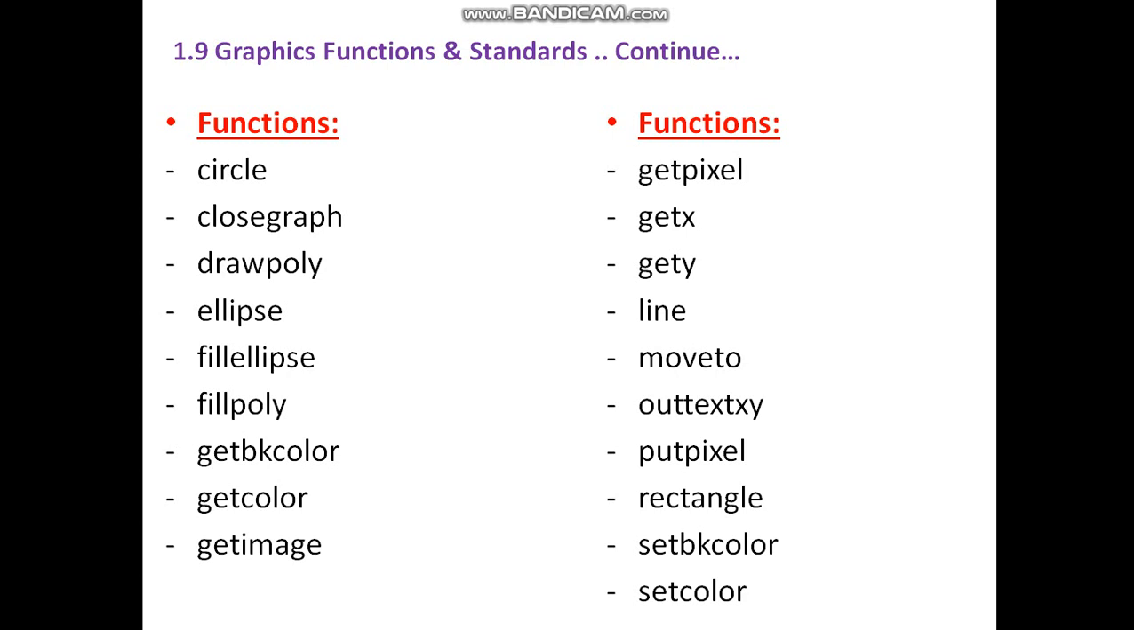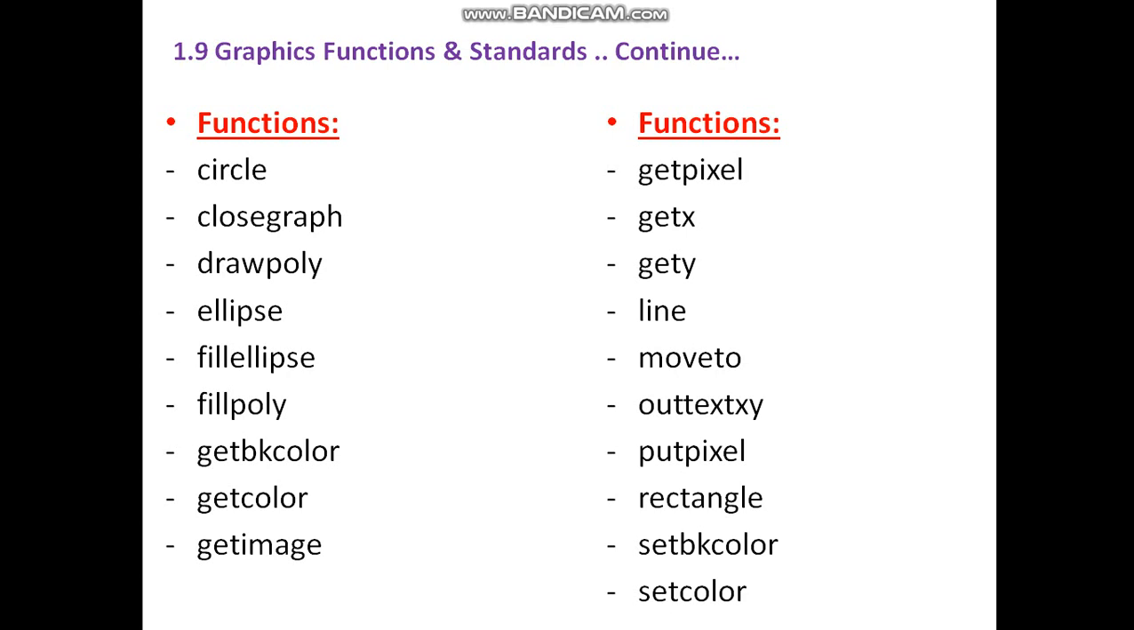Then next one is getpixel. The getpixel function returns the color of the pixel present at location x, y, and the syntax is int getpixel, and the parameters are int x, int y. Then next is getx. This function getx returns the x coordinate of the current position, and the syntax is int getx. Then next one is gety. This function returns the y coordinate of the current position, and the syntax is int gety.